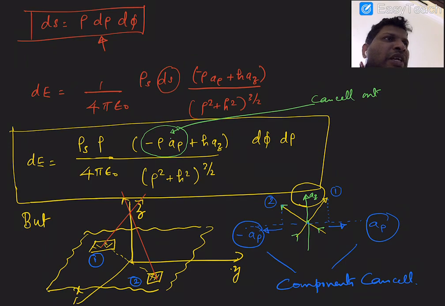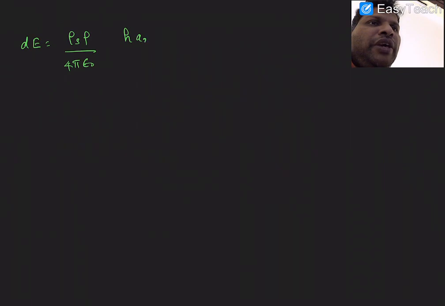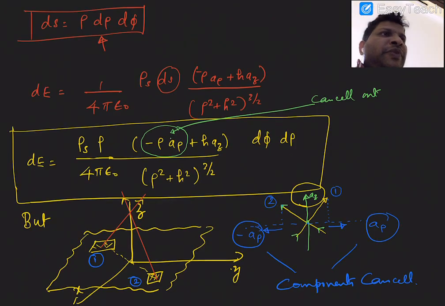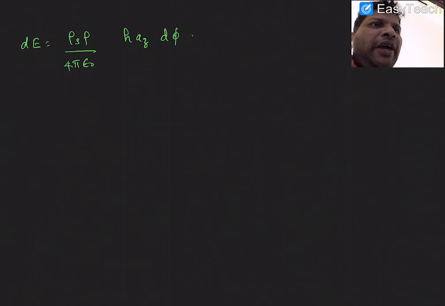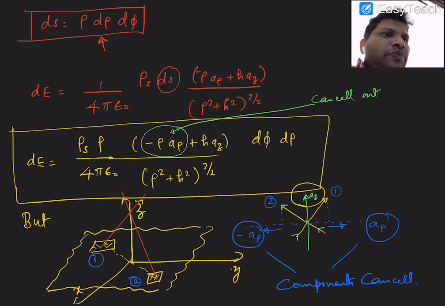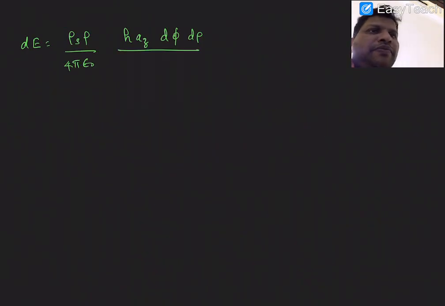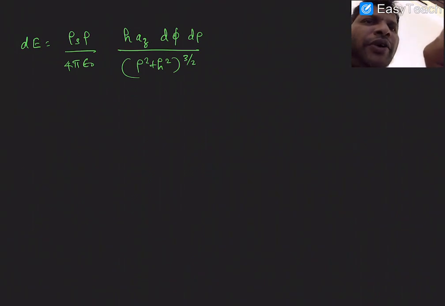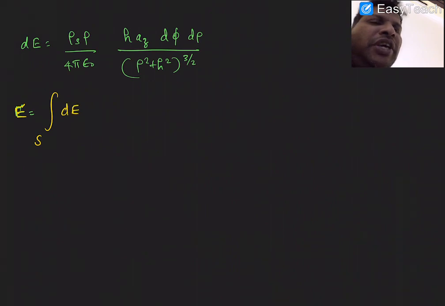Then I will remove the component in the direction of arrow, then it becomes h into az. Then d phi d rho, then divided by rho square plus h square whole power 3 by 2. Now we want to find the total electric field. If we want to find the total electric field, which is E, we have to integrate over the whole surface, which is dE. So we are doing the integration of this.